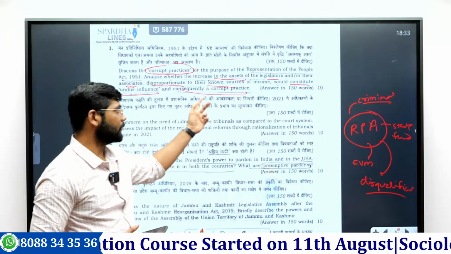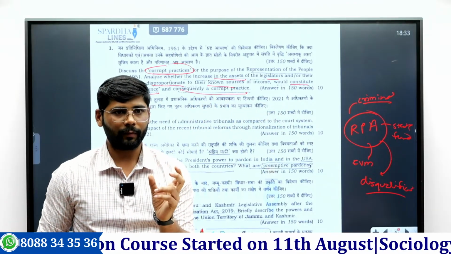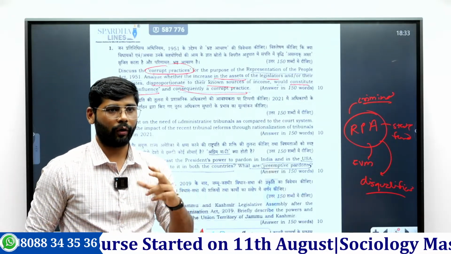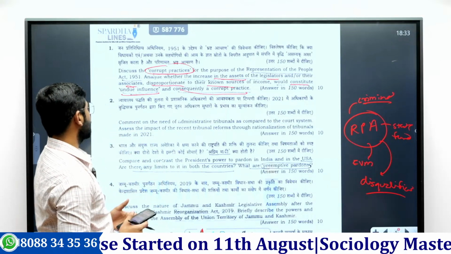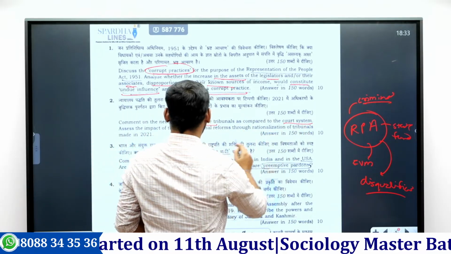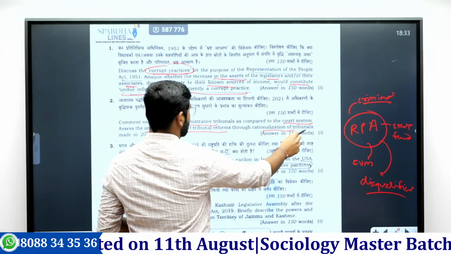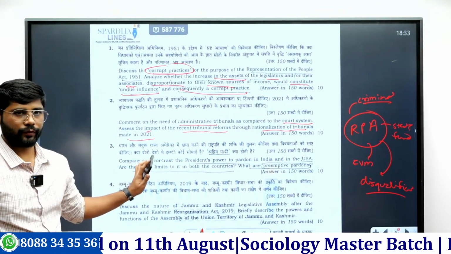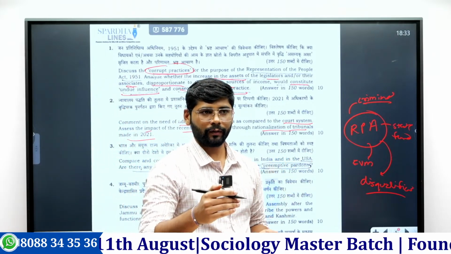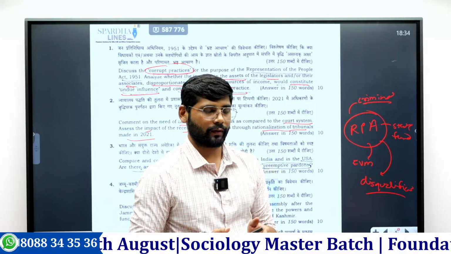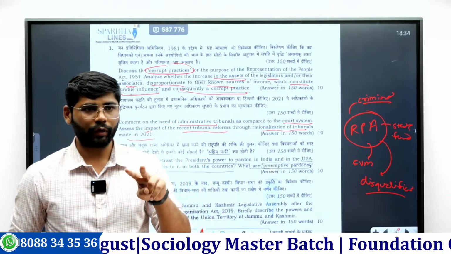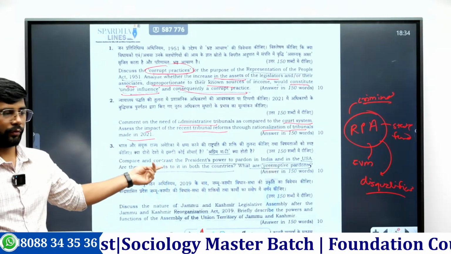So if you approach paper 2 this way, take the syllabus and think on what can be the peripheral area, and we'll have holistic notes. Now see the second question: comment on the need of administrative tribunals as compared to the court system, and the impact of the recent tribunal reform, the rationalization of tribunals made in 2021. This was a current affairs question, because it was very controversial. The government set a minimum age of 50 years for people to become judges on tribunals. The Supreme Court already struck it down twice, but still the government enacted it. So this was in the news.